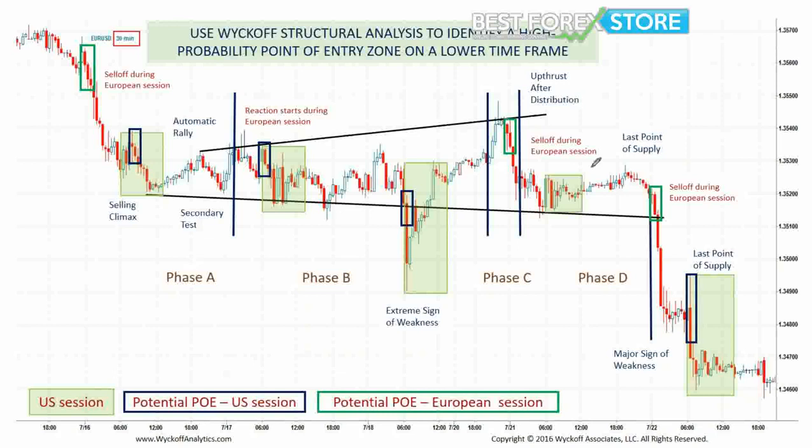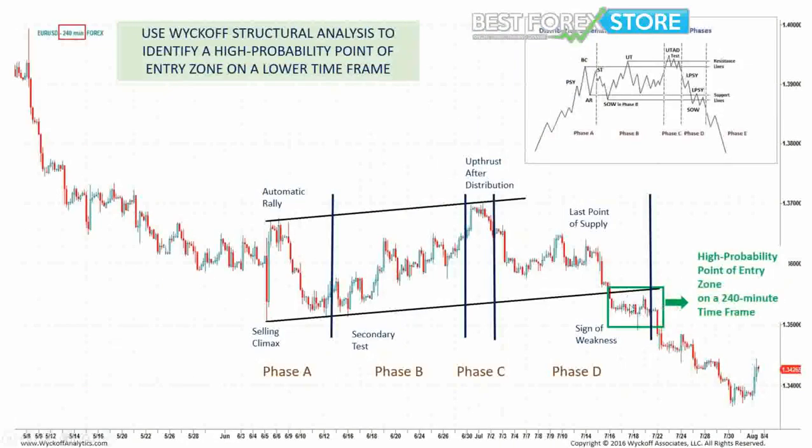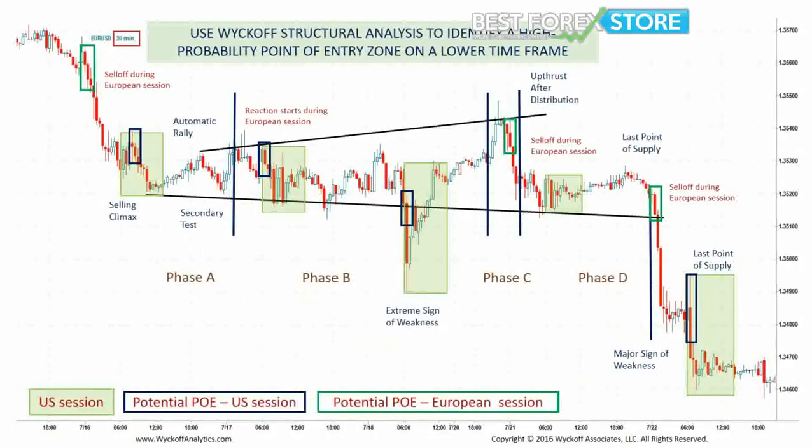So let's look at this structure. This is 30 minutes, and this is the same range as this one right here in this green box. So right away, you can see a lot of points of entry. I identify those as blue boxes, dark blue boxes, and green boxes. Now I will also put them into different sessions, so US session and European session.